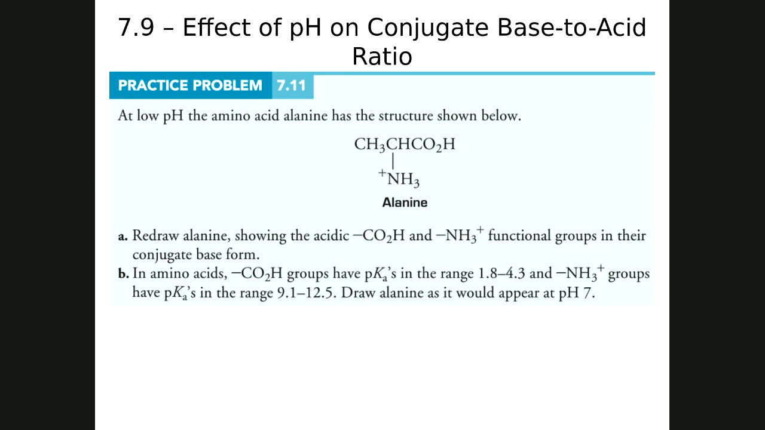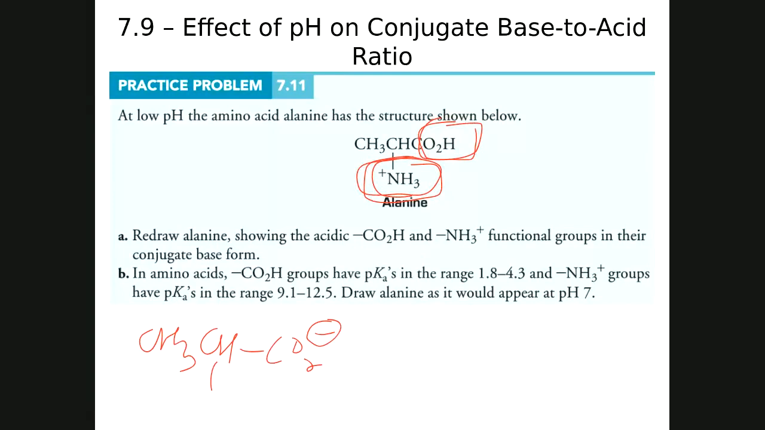So the question is asking to redraw alanine, showing the carboxylic acid and the ammonium in their conjugate base form. So let me just look at this for a minute. Okay, let me get my pencil ready here. This is the acidic form. This is the site where there's going to be reaction. So if you then consider the conjugate base of the carboxylic acid, we can write it as CO2 minus. The conjugate base of the ammonium is the NH2, with a proton there. So then it's asking, if the carboxylic acid has a pKa in the range of 1.8 to 4.3, so this is between 1.8 to 4.3.